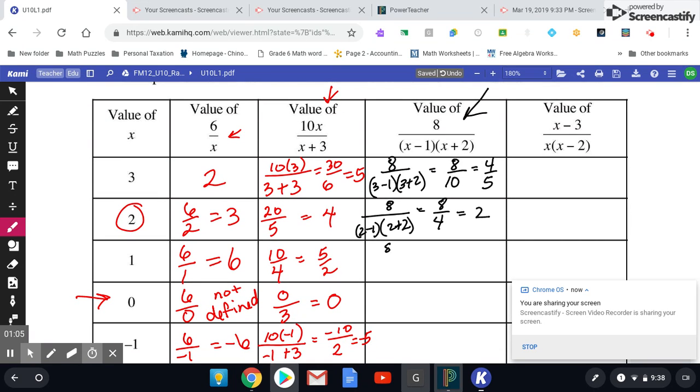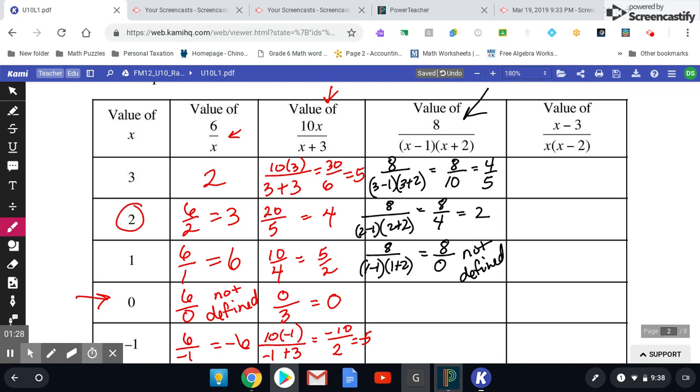What happens if we put a 1 everywhere there's an x? That becomes 8 over. Now 1 minus 1 is 0 times 3 is 0. All of a sudden, it's not defined. Shucks. That's a problem.